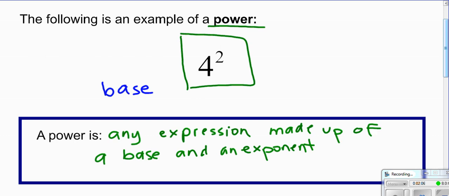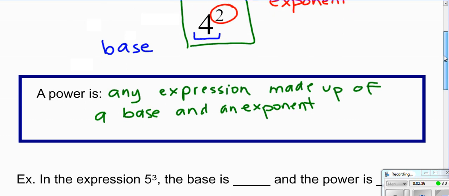And so the base is the part of the power that is being repeated. In this case, our 4 is what's being repeated. And then the other component is the exponent. And the exponent tells us how many times the base is repeated. So in this case, the base is going to be repeated twice, and so it's going to be squared.